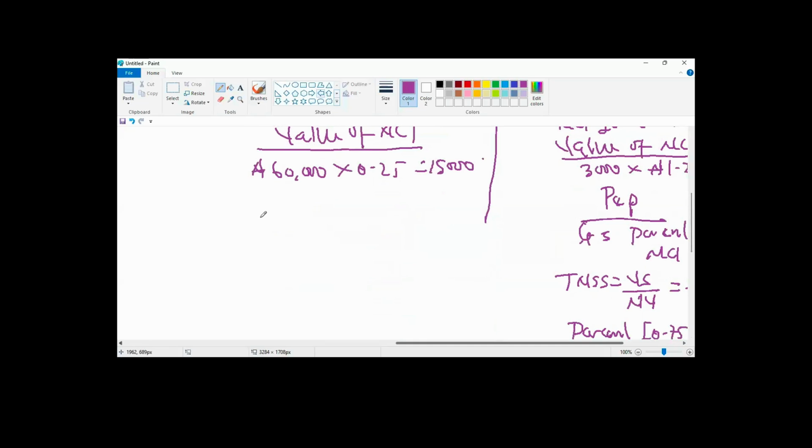I will say this 60,000 equals 20,000 shares. Can I get the market price per share of the shares? Yes. I say 60,000 divided by 20,000. How much is the market price? 3. So 3 naira. That is it.